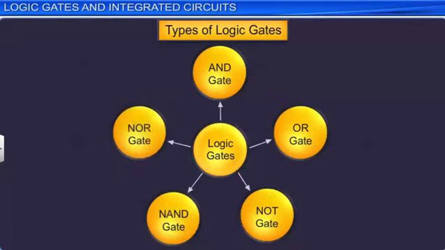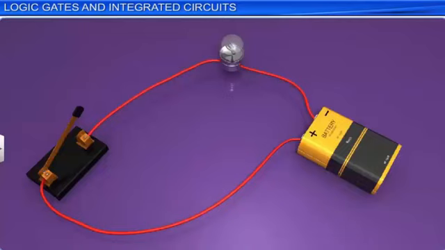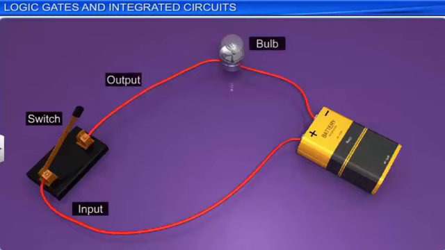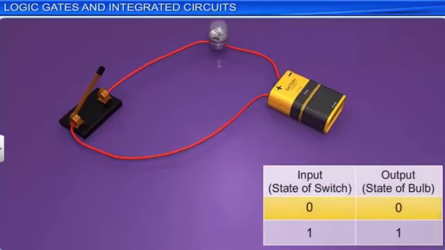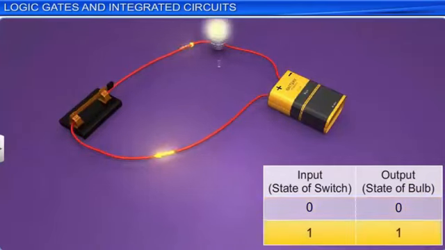Let us use simple circuits of one or more switches and a bulb to understand logic gates. Here, the state of the switch is the input that determines the state of the bulb that represents the output. An open switch represents an input of 0. The bulb remains off in this condition and represents an output of 0. A closed switch represents an input of 1. The bulb lights up in this condition and represents an output of 1.